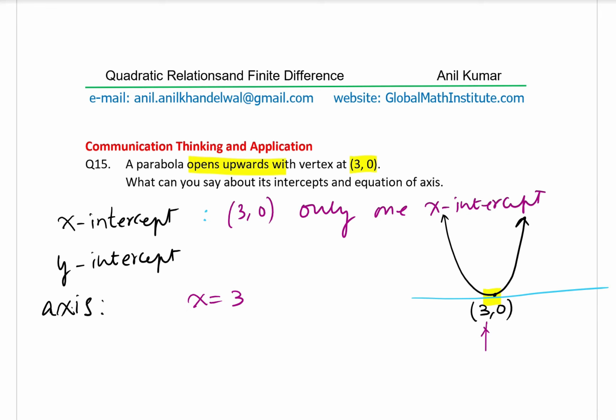Perfect. So that is what you could say about it. So somewhere here, we will have the y-axis. This becomes your x-axis. So y-intercept, we could say it is always greater than 0. So it is a positive value. It could be any, but it is definitely greater than 0. So these are the things which you could say about the intercepts and the axis from the given information. Does that make sense to you? I hope that is kind of important to understand.